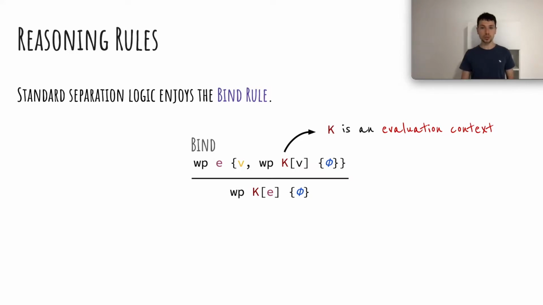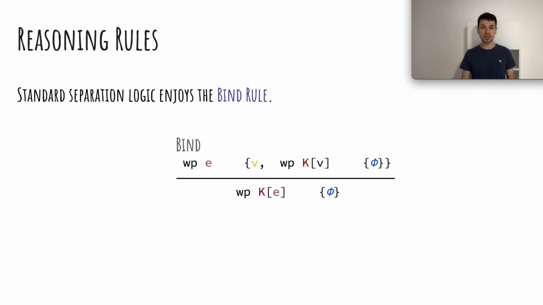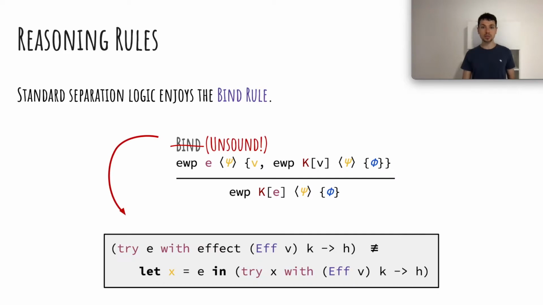But there is a problem, which is if we try to adapt this rule as is into our system, for example, only by adding protocols at all the occurrences of the weakest precondition, we would get an unsound system. And that's because admitting this rule would be similar to admitting the equivalence between a handler and a program where we pull out the expression from the handler. And of course, this equivalence is incorrect.